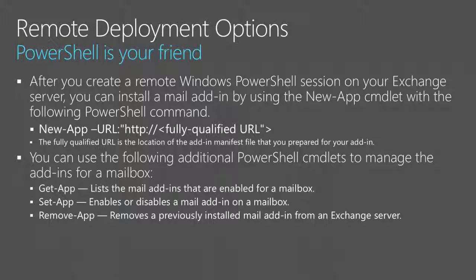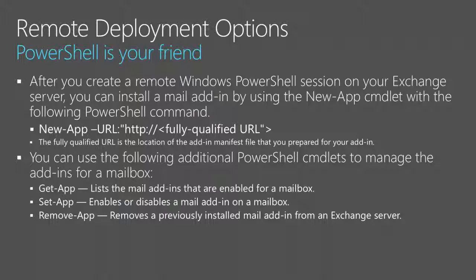And then you can use these additional PowerShell cmdlets to manage them. So if you do Get-App, you can get a list of the apps that are actually installed. If you Set-App, you can enable or disable a mail add-in on a mailbox, and I'll show you through the UI what that actually means here in a minute. And if you do Remove-App, you can actually remove it.